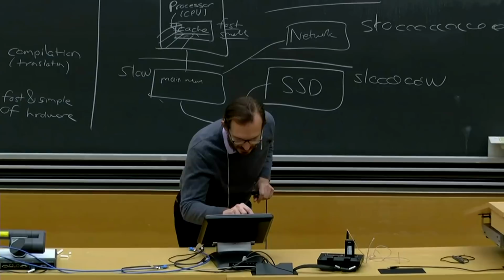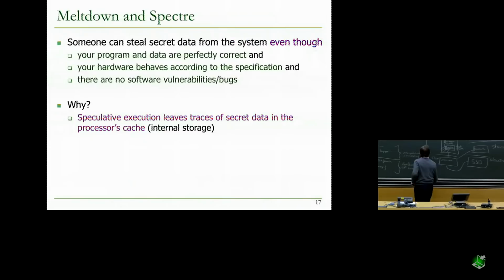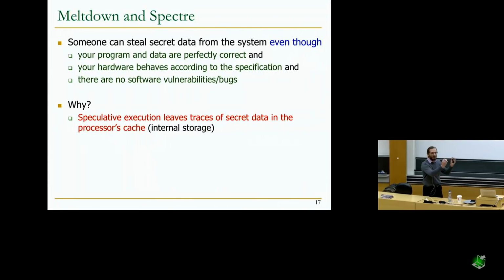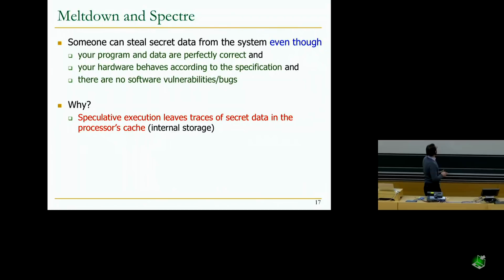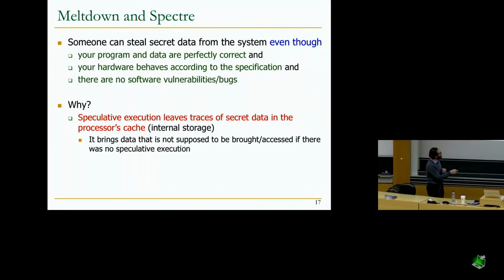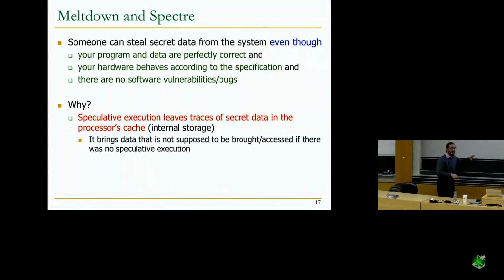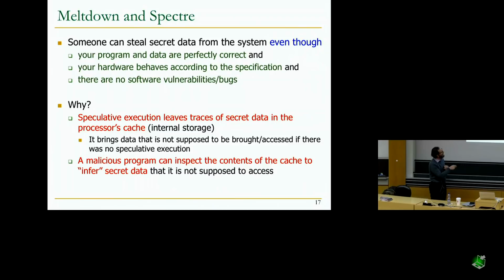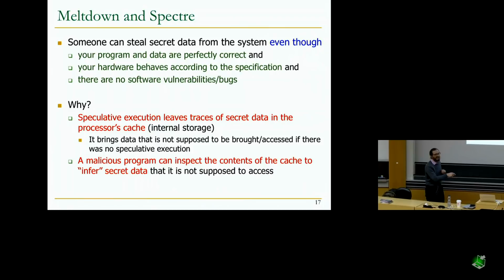Okay, so let's go back over here. Essentially, that's the problem. Now, you expose some secret data into this microarchitectural structure called cache. And now you've brought some data that you're not supposed to bring or access if there was no speculative execution. Let's think of it that way also, because if there was no speculative execution, you're obeying the exact thing that the programmer wants, and you never execute something wrong. Now, because you've done this, a malicious program can, with sophisticated techniques, inspect the contents of the cache to infer that secret data that it's not supposed to access.